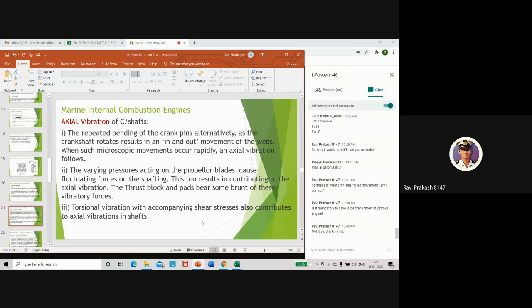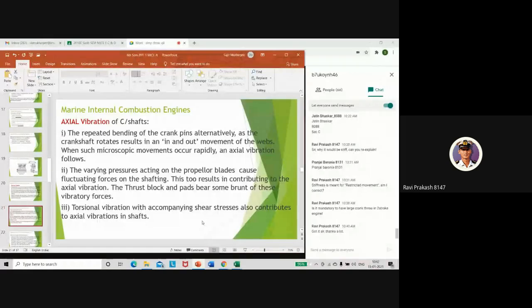The moment it bends inwards, what happens? The whole shaft is going to come together. The webs bend inwards, outwards, inwards, outwards. And alternatively, it is not that all the crank pins are bending at the same time, because the firing order is different. The crank force is different. So alternatively, one bends, again expand. One bends, again. This continuous in and out movement of the webs results in an axial vibration of the crankshaft.